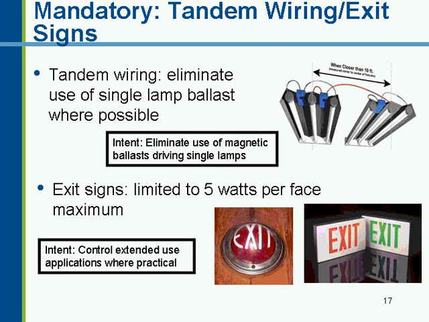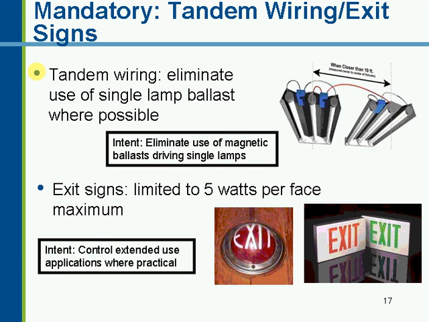A few other mandatory requirements. One having to do with somewhat older technology, but some of it still exists today, so it's still in the standard. Having to do with tandem wiring. The issue here is to eliminate the use of magnetic ballast driving single lamps. Most magnetic ballasts are designed to drive one or two lamps. If they're driving one lamp, they still have a lot of line or operational losses, and it would be much more efficient if they're driving two lamps.